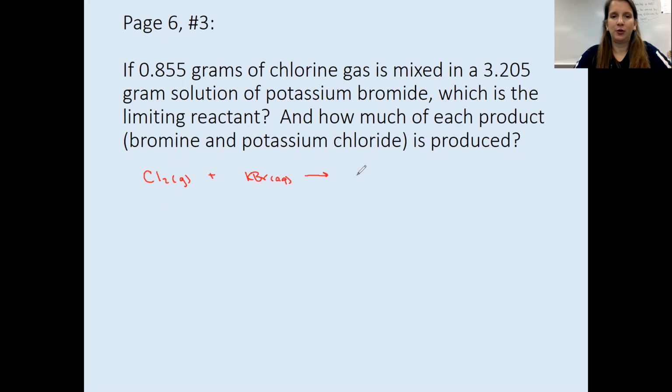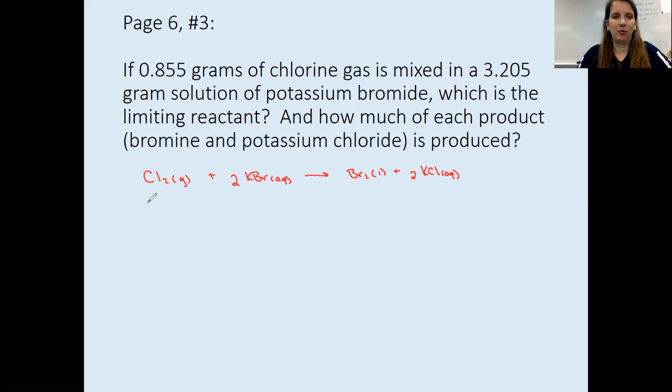It tells us that bromine is also diatomic. It's a liquid. And potassium chloride, which if you look at your solubility rules, you will see that it is a solution, aqueous, are produced. So we should balance. So this is a 2, and this is a 2.